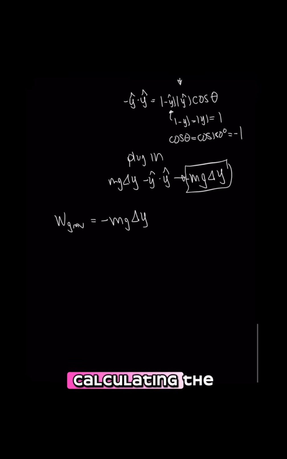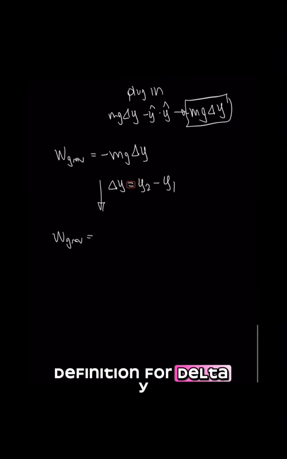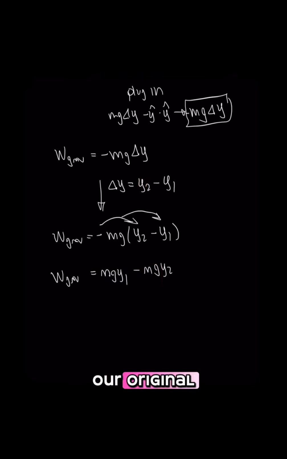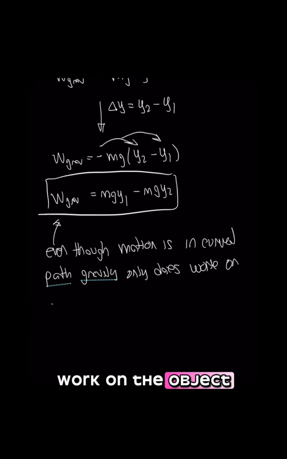And if you remember, we're calculating the work due to gravity. So the work due to gravity is going to be equal to this term here. Then we can plug in our definition for delta y and distribute the negative sign, and we actually just arrive back at our original equation. Even though the motion is in a curved path, gravity only does work on the object in the y direction.